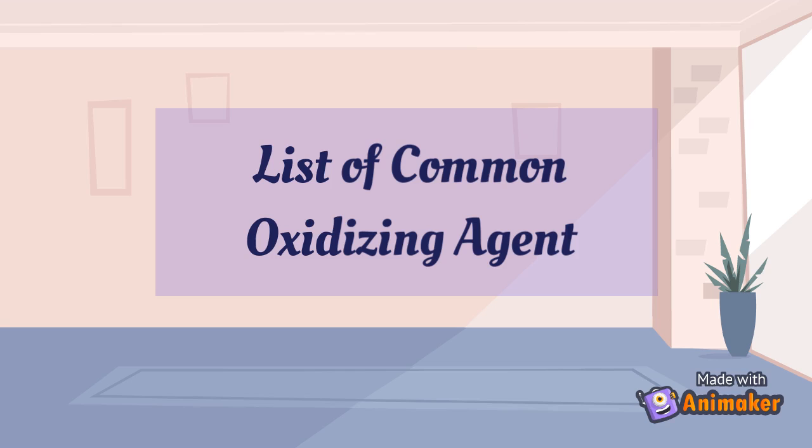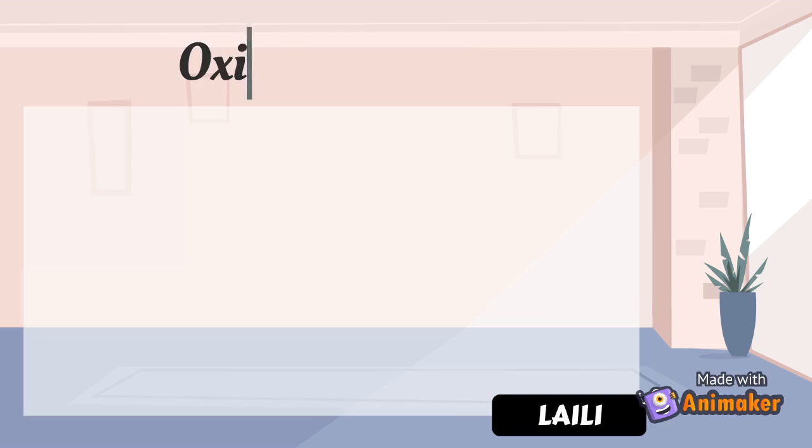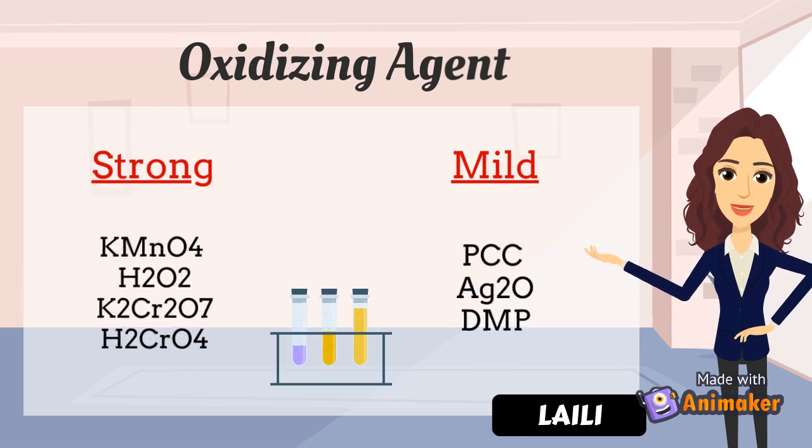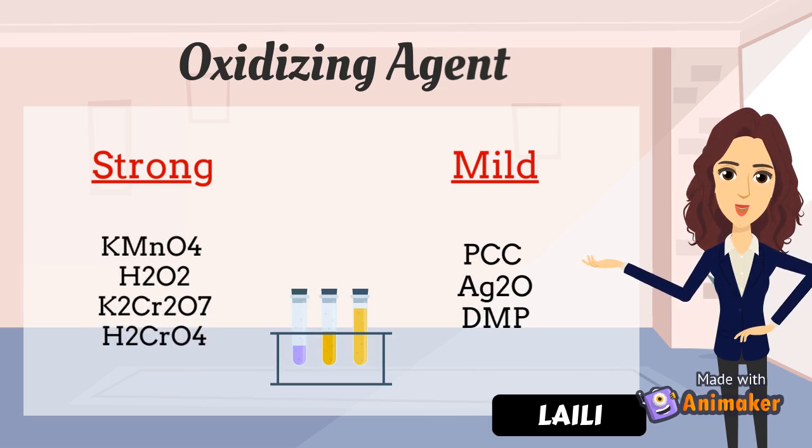List of common oxidizing agents. We have two types of oxidizing agents, which are strong and mild oxidizing agents. Examples of strong oxidizing agents are potassium permanganate, hydrogen peroxide, potassium dichromate, chromic acid, and many more. Examples of mild oxidizing agents are pyridinium chlorochromate, silver oxide used in the Tollens test, Dess-Martin periodinane or DMP, and many more.